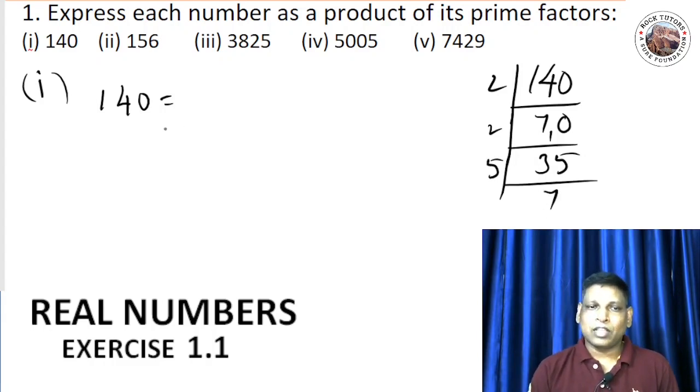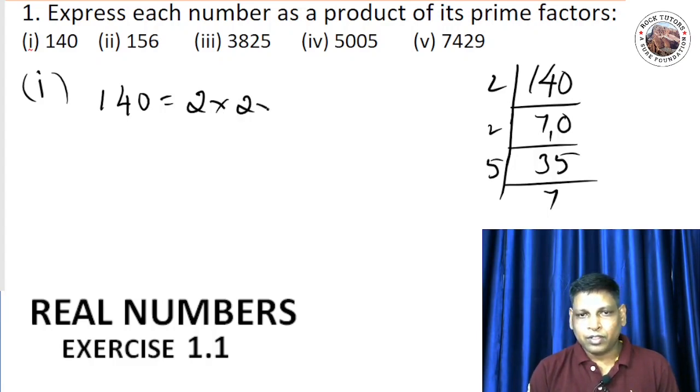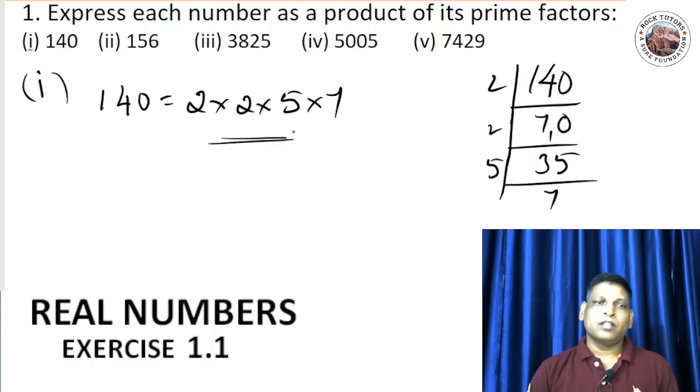Now 140 is equal to, I can write as 2 into 5 into 7. So this is the answer.